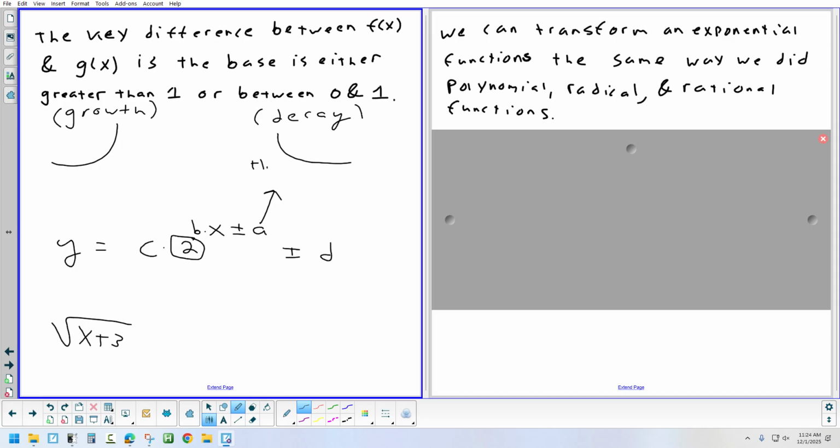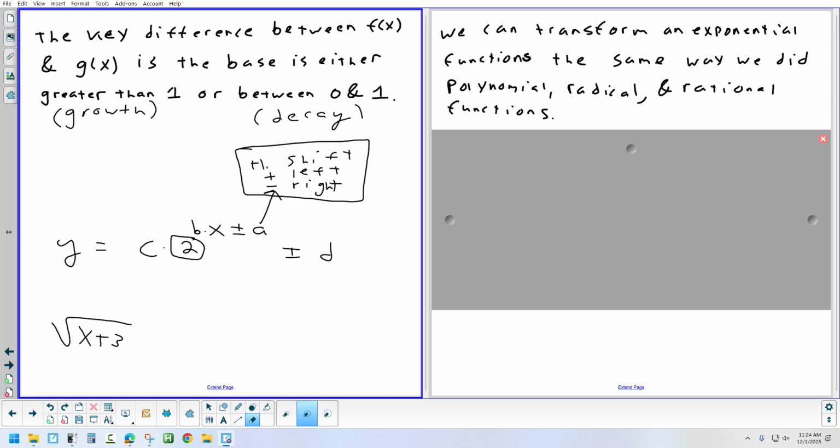So I'm just going to erase this. Horizontal shift. And positive would shift it to the left. And negative? Right. Okay, so that's everything that you'd have to know about A. Let's look at B. B is still on the inside of the exponent, but it's multiplication.